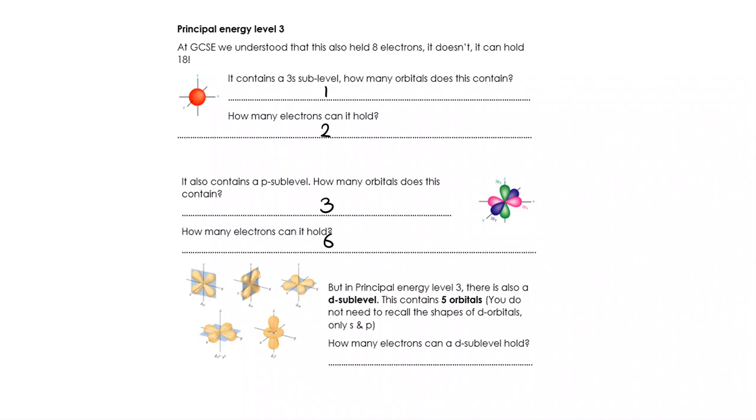But we're now going to introduce the D sublevel. And within the third principal energy level, there is a D sublevel. It's made of 5 orbitals. So how many electrons do we think it can hold? Well, remember that an orbital always holds 2. That means 10 electrons.